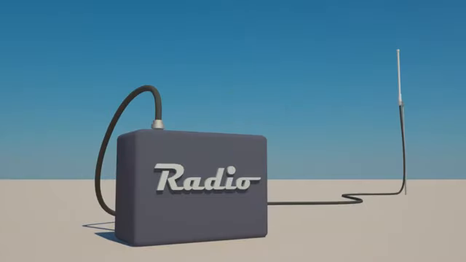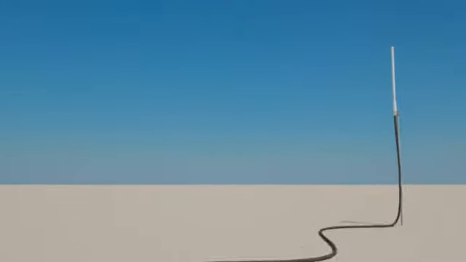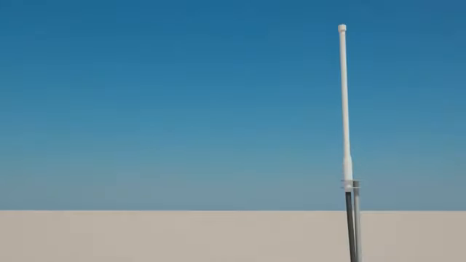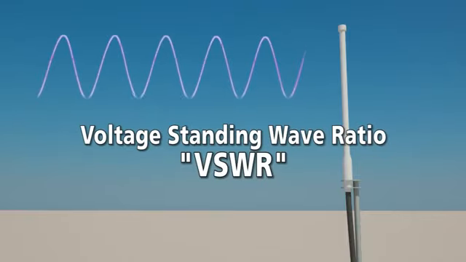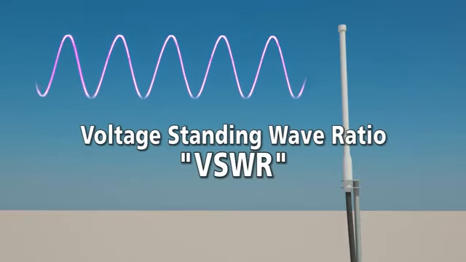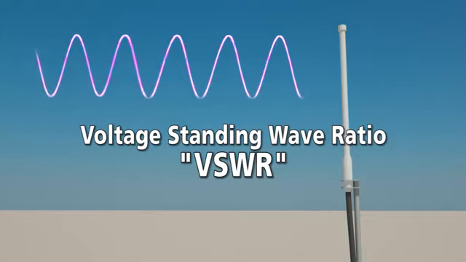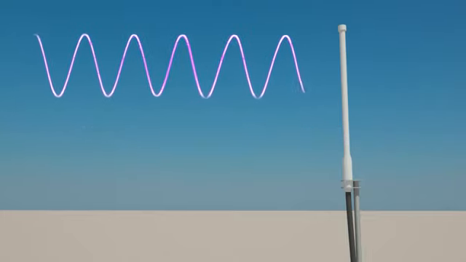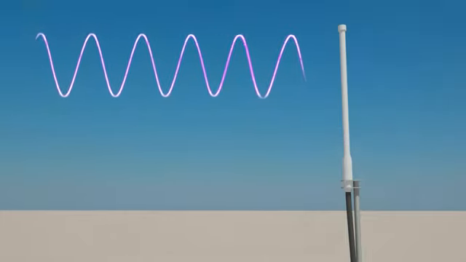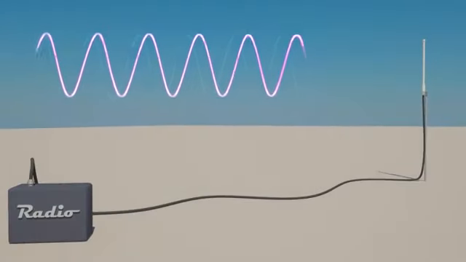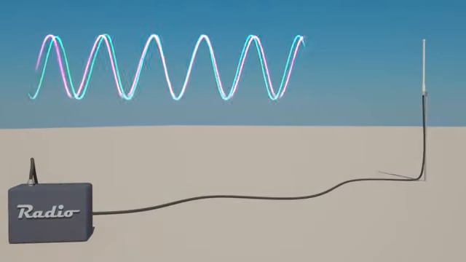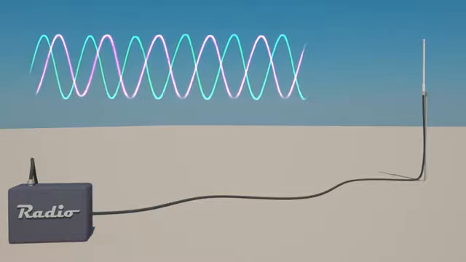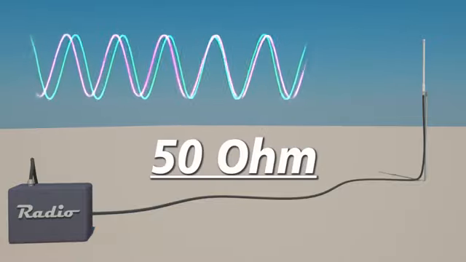Another important parameter for an antenna is matching impedance. For a radio to deliver power to an antenna, the impedance of the radio and transmission line must match the impedance of the antenna. Voltage standing wave ratio, or VSWR, represents the degree with which an antenna is matched to the radio system impedance. Most modern antennas, receivers, and transmitters are designed for peak performance when operating into a 50 ohm transmission line.